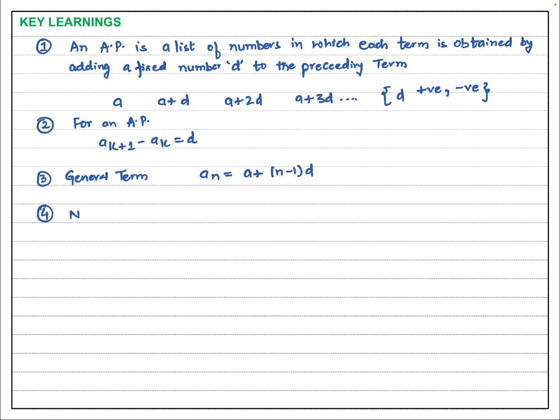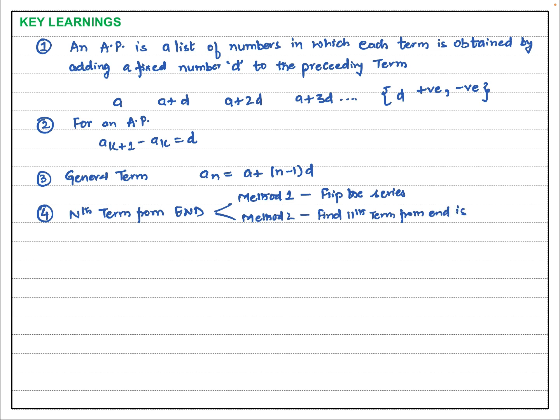We also found ways to find the nth term from the end, and we covered two methods. Method 1 was to flip the series, so rather than finding the term from the end, you find it from the start. And method 2 was, for example, to find what term from the start the 11th term from the end is. In this example, we saw it ended up being the 15th term.